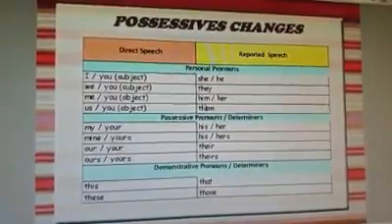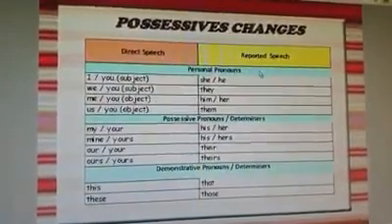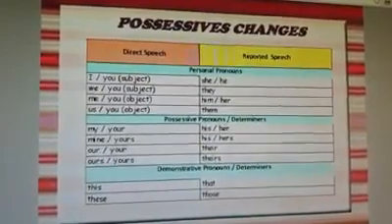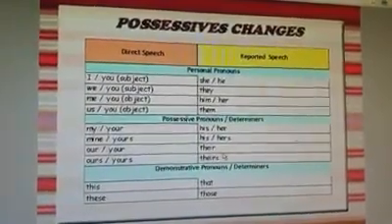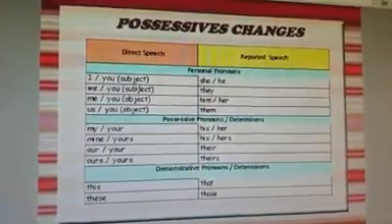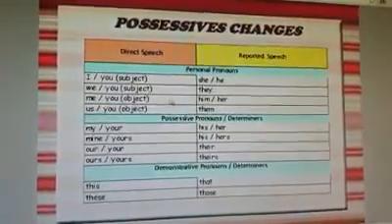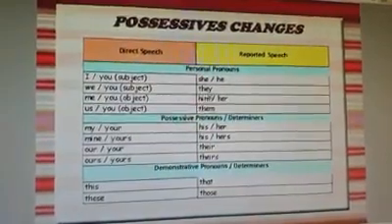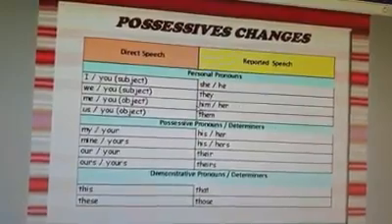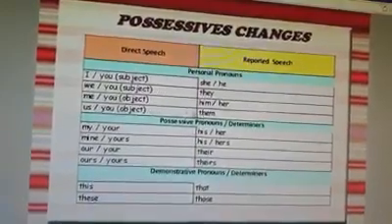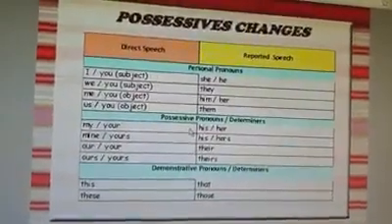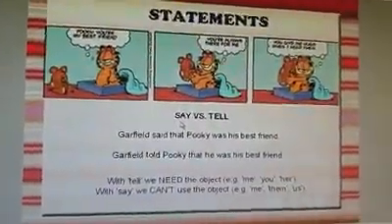Possessive changes from direct speech to reported speech. Personal pronouns, possessive pronouns, and demonstrative pronouns. As you can see here, I, you as a subject, she, he, we, you, they. And we have me, you as an object, him, her, us, you, them, my, your, his, her, etc. Let us see the statements.